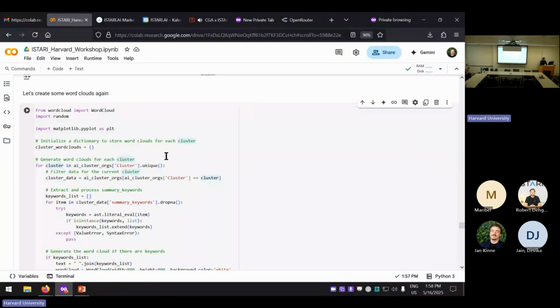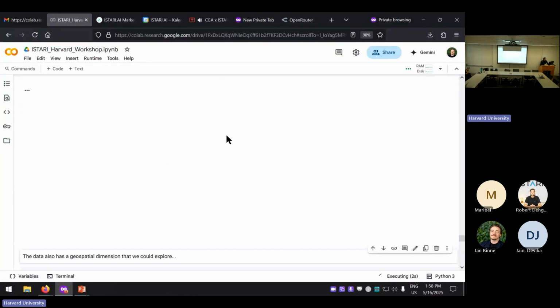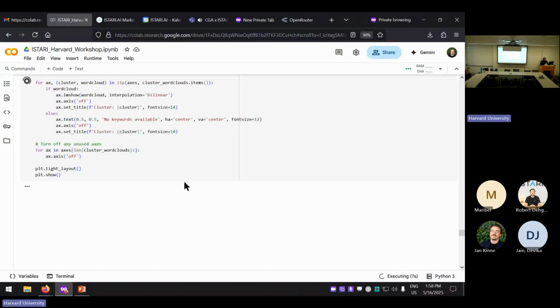And we can also create some word clouds again to get a better idea of what these clusters are actually about. So this takes a second.